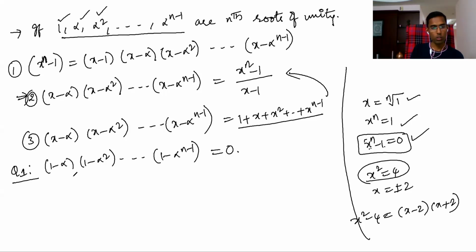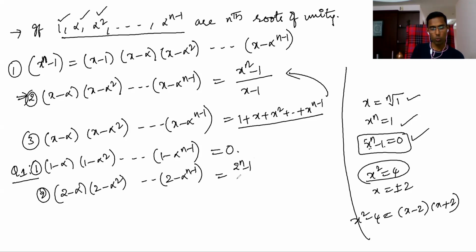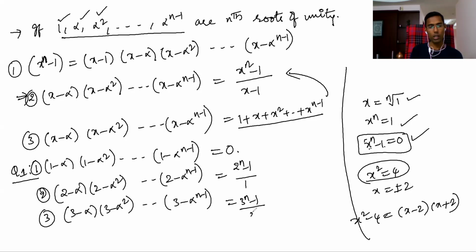You put x equal to 1. Question number 1. Question number 2: 2 minus alpha into 2 minus alpha square, so on up to 2 minus alpha power n minus 1 equal to what? You know, 2 power n minus 1 by 2 minus 1. Like that, so like that only 3. They may ask 3 also: 3 minus alpha into 3 minus alpha square, so on up to 3 minus alpha power n minus 1 equal to what? 3 power n minus 1 by 2. Like this they will ask.